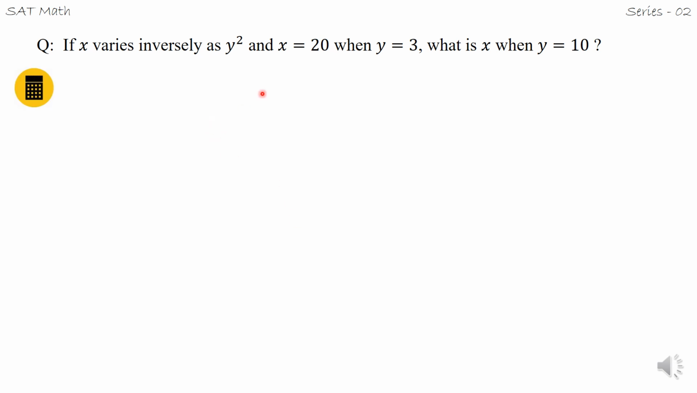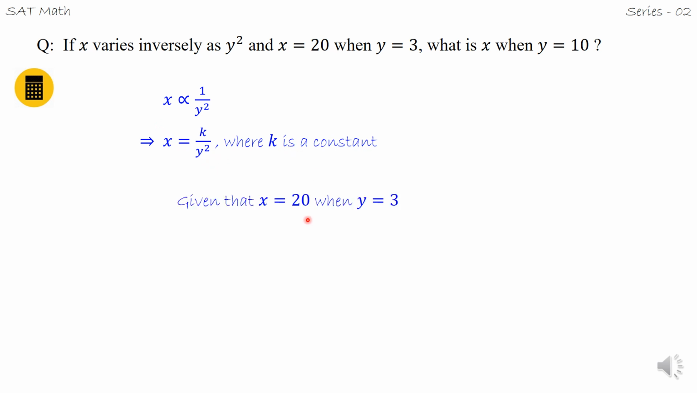Okay, this question is on proportion. x varies inversely as y squared, and x and y values are given. We need to find x when y equals 10. We know that when x is inversely proportional, it can be written as k over y square, where k is a constant. And it is given that x equals 20 when y equals 3. So substituting these values, we can find the value of k, which is equal to 180.